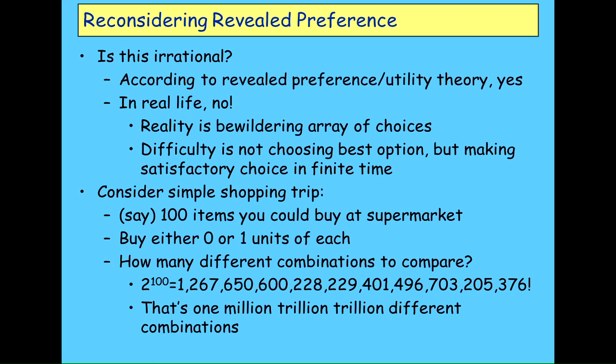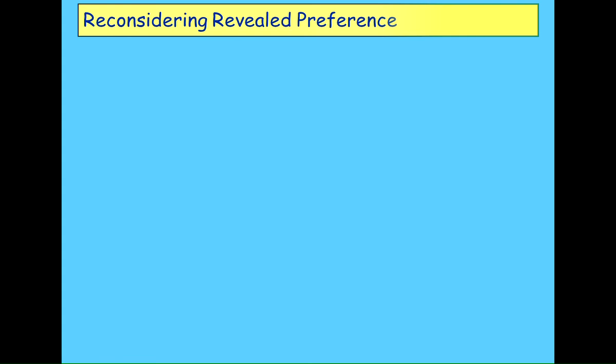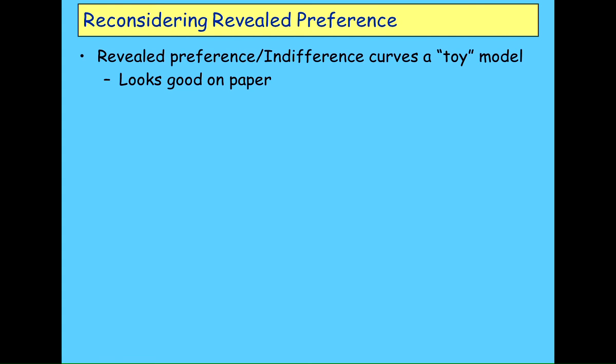It ain't so rational to think that a rational person has a complete set of preferences anymore. It's simply impossible. So it's a toy model. Looks good on paper, but it can't possibly scale to reality.